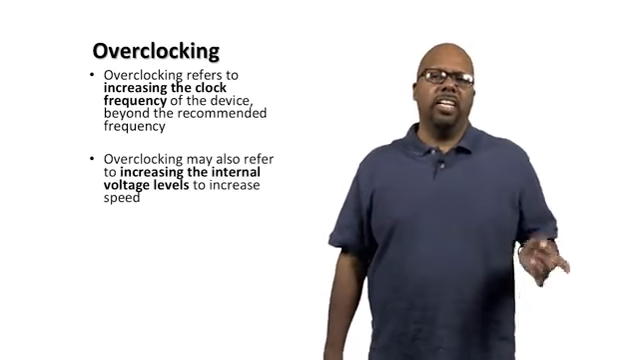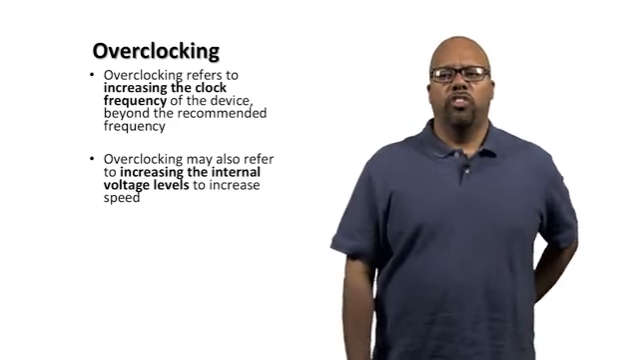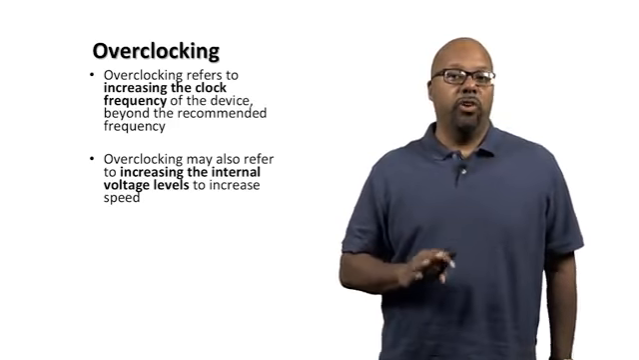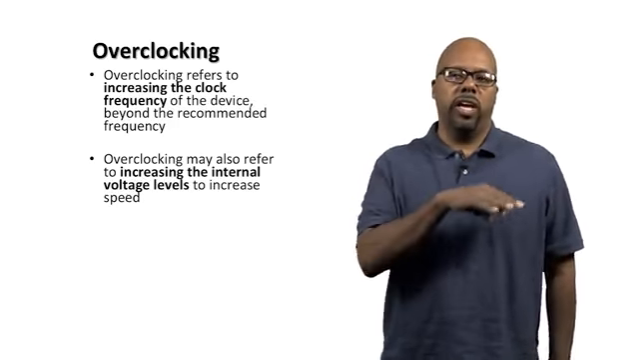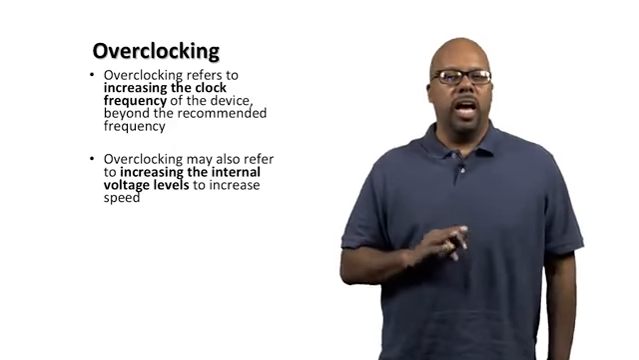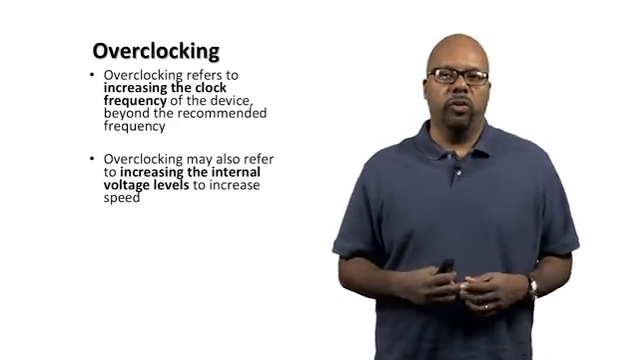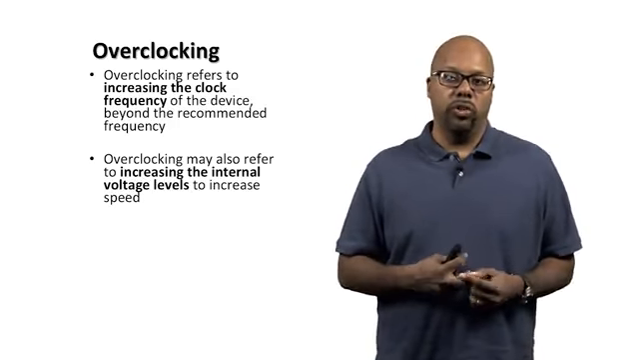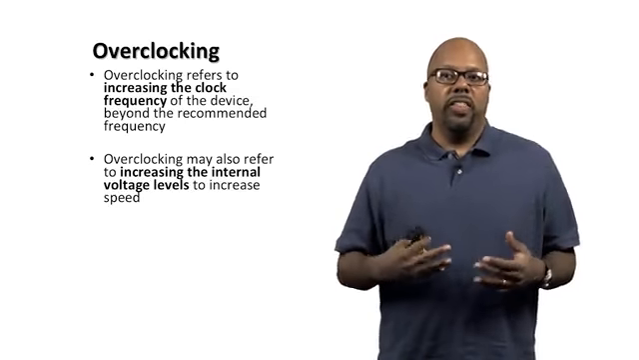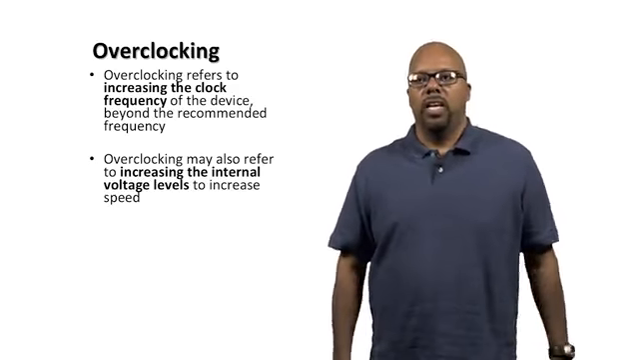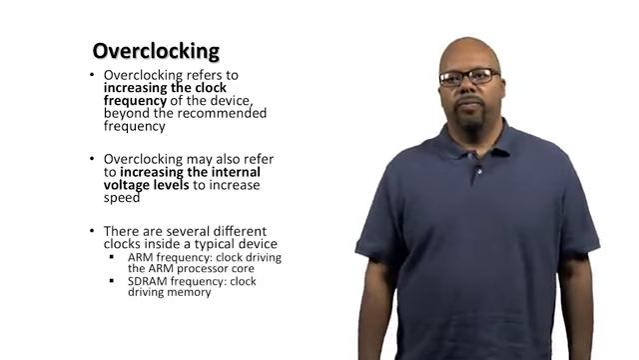So overclocking is also in this context used to refer to increasing the internal voltage levels. Now, this is a bad use of the term, but it's used this way in Raspberry Pi lingo anyway. I don't like this use of the term overclocking. It means increasing the frequency. Increasing the voltage is to increase speed, in that you can speed up a transistor by giving it more voltage. That's part of the idea, intuitively. But that's what overclocking is.